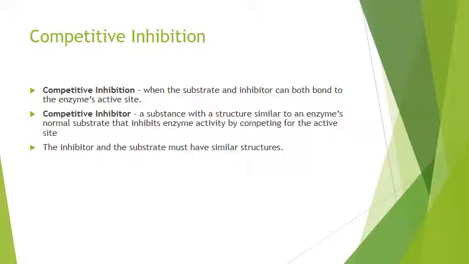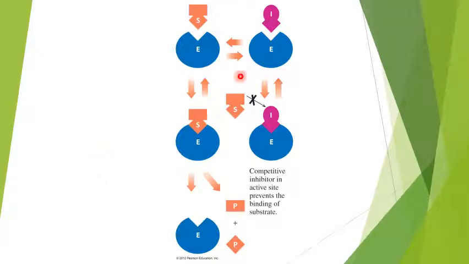Okay, there are two types of inhibition. One is called competitive, and the other is called non-competitive. The first one, competitive, is where the inhibitor binds to the active site and blocks the substrate from interacting. So this is a normal pathway where you have the substrate bind to the enzyme, forming a transition state, forming the product. What an inhibitor does is it looks quite a bit like the substrate.